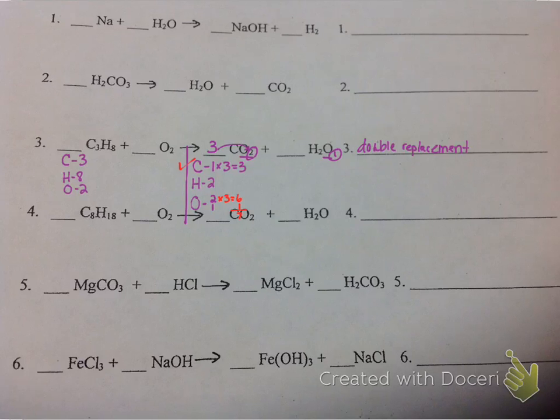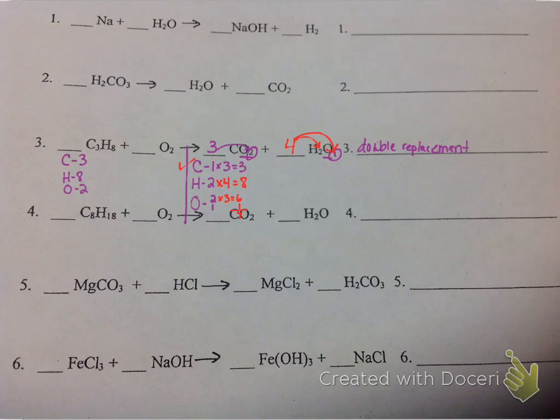Okay, so now our carbons are balanced. Our hydrogens are not balanced. We have 8 on the reactant side and 2 on the product side. So if we want 8, what we're going to need to do is put a coefficient of 4 here. That's going to turn our hydrogen into 8 because we're multiplying 2 times 4. And it's also going to change this oxygen here by multiplying it by 4.